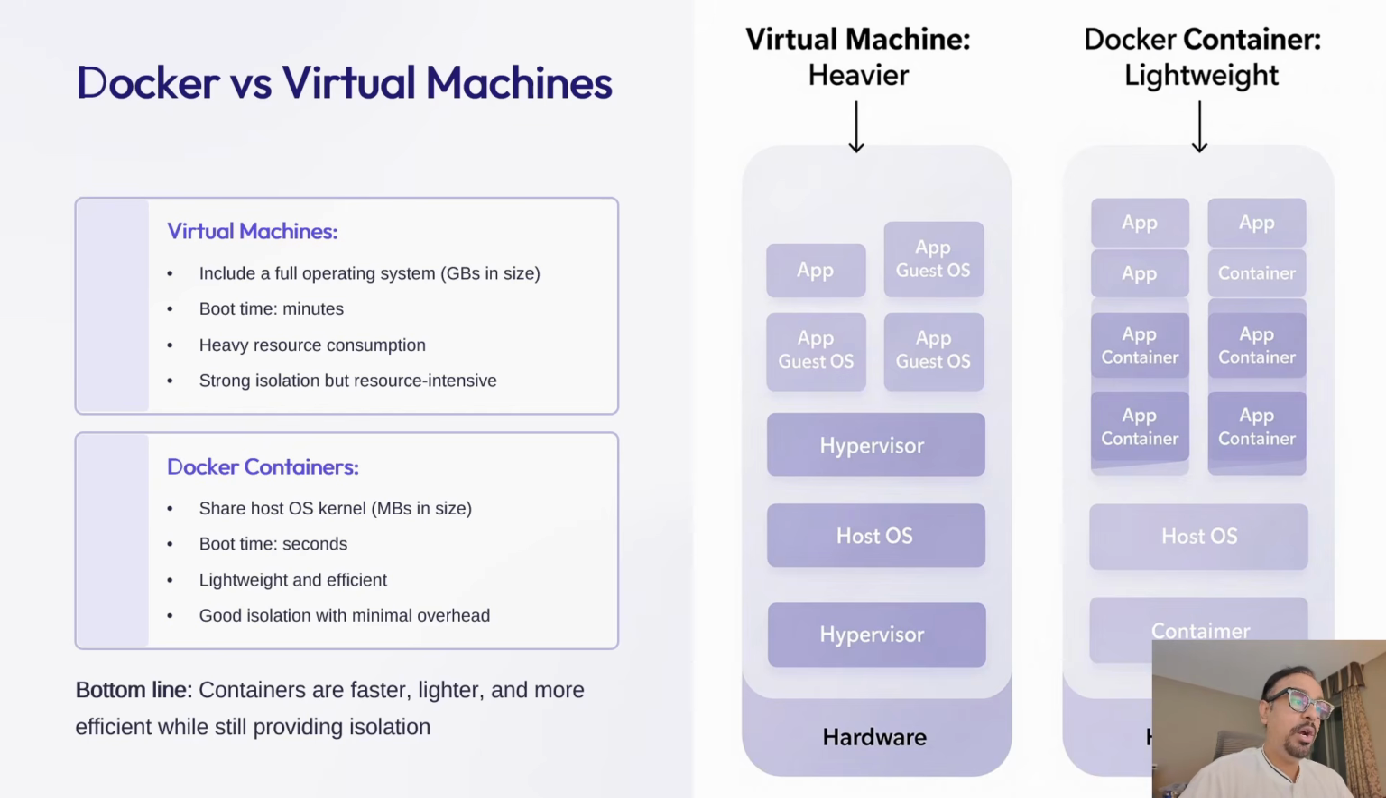But on the other hand, Docker containers share the host operating system's kernel. They include your application and its direct dependencies. This makes them tiny, often just megabytes instead of gigabytes compared to virtual machines. And they start in seconds. Think of virtual machines as separate houses, each with its own foundation, plumbing, and electrical systems. But containers are like apartments sharing the same building infrastructure, the same foundation and the same plumbing. So both provide isolation, but containers do it much more efficiently.